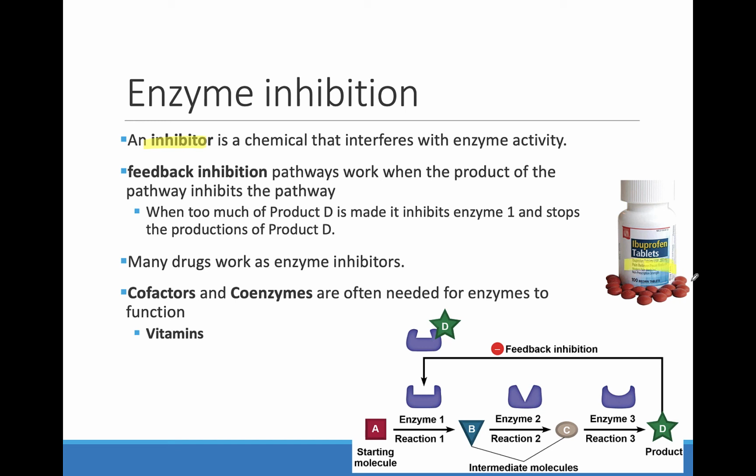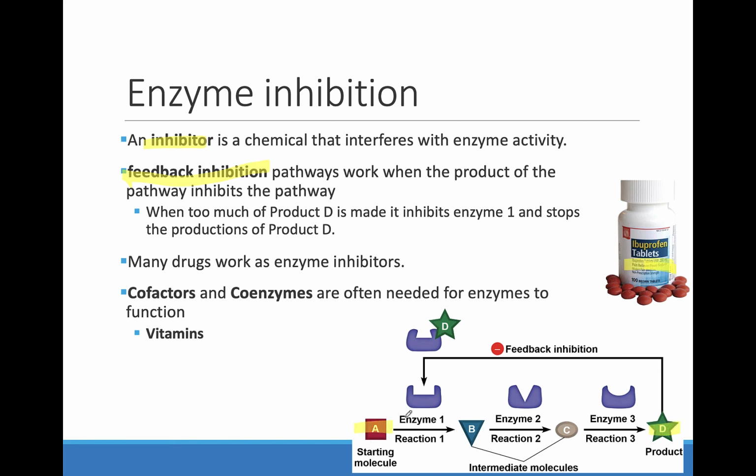NSAID pain relievers work because they inhibit enzymes. When they block the enzymes from making prostaglandins, it helps prevent pain and swelling in your body. Feedback inhibition is how your body regulates its metabolic pathways. Here's the same pathway that starts with reactant A and ends with product D.